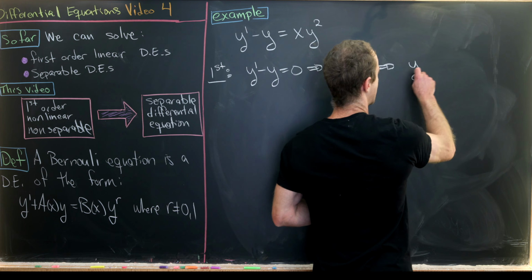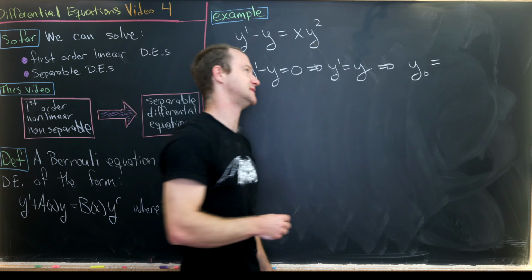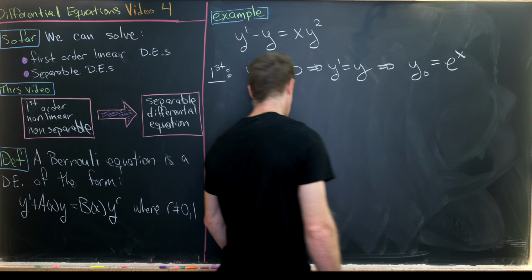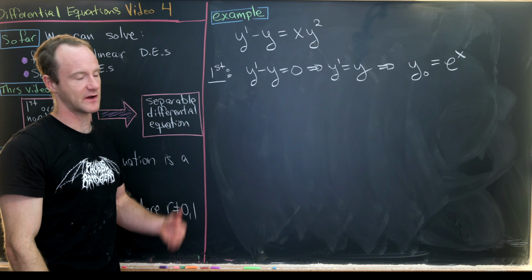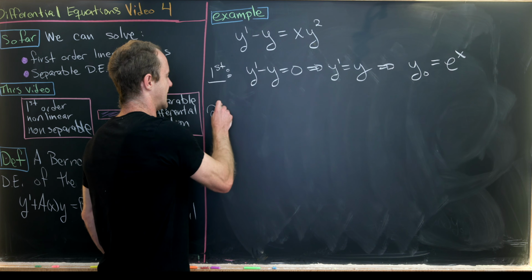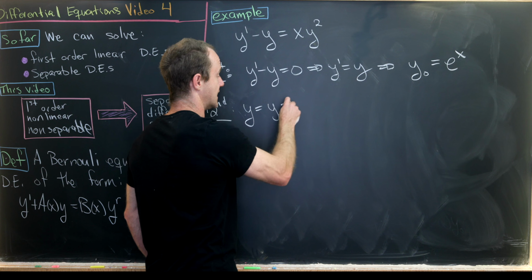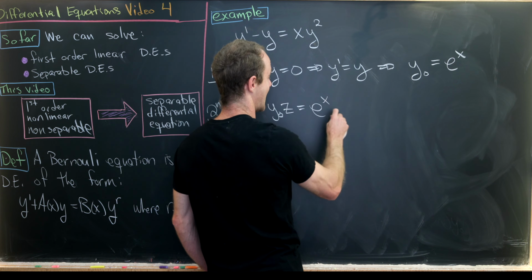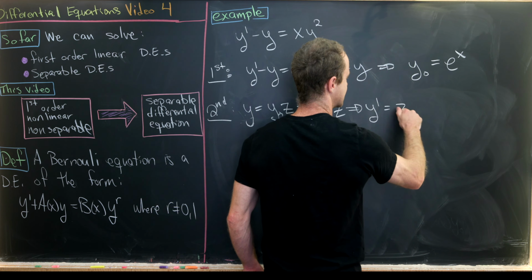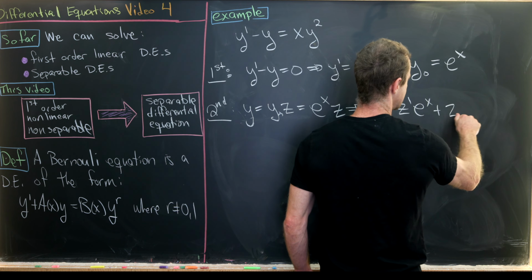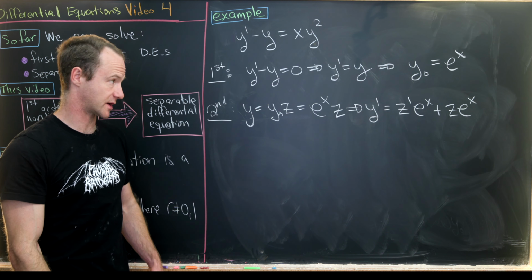So we could write y naught, because that's the notation for the solution to this differential equation, as a constant times e to the x, but I'm just going to write it as e to the x because in our substitution we can, you guessed it, absorb the constant into our variable z. Okay, so that's our next thing. So the second step will be to set y equal to y naught times z. In other words, e to the x times z. But now taking the derivative here, we see that y prime is equal to z prime times e to the x plus z times e to the x. That's because the derivative of e to the x is e to the x, using the product rule.